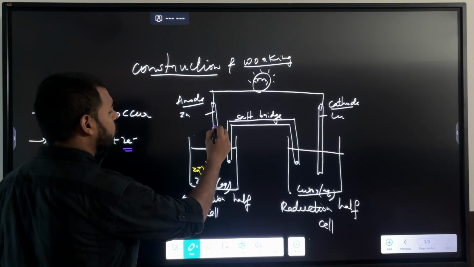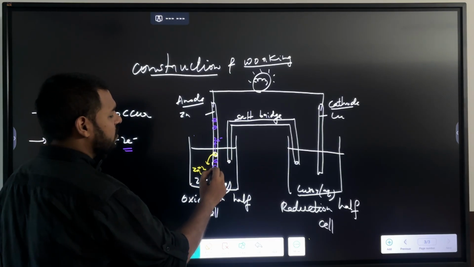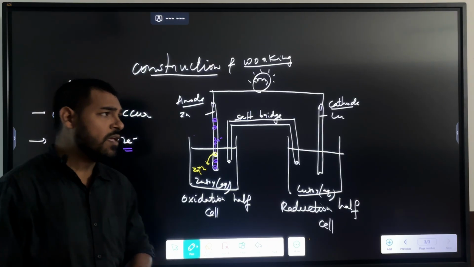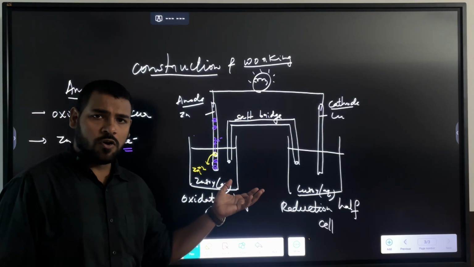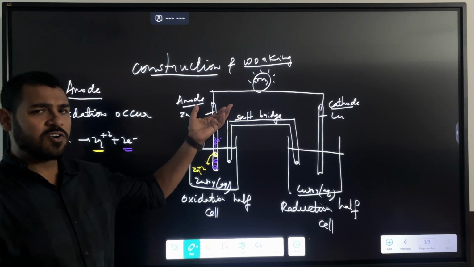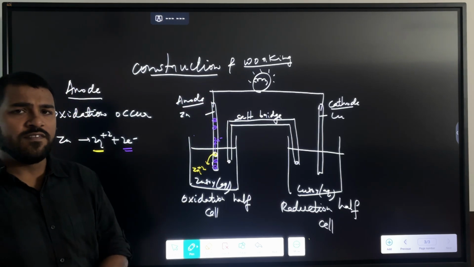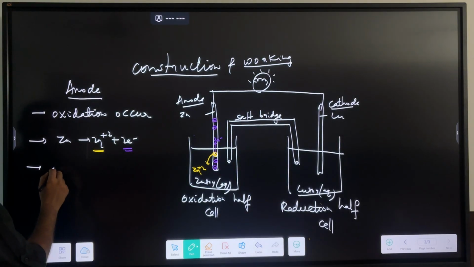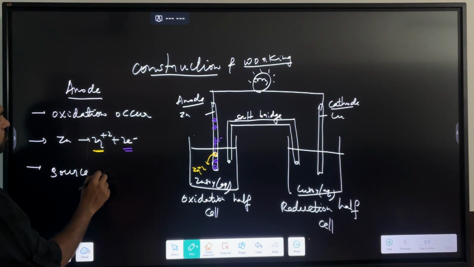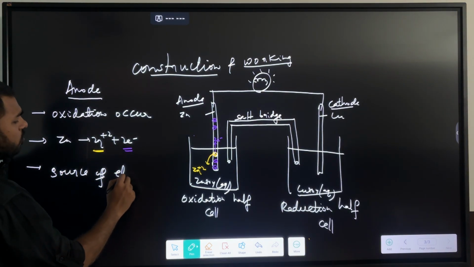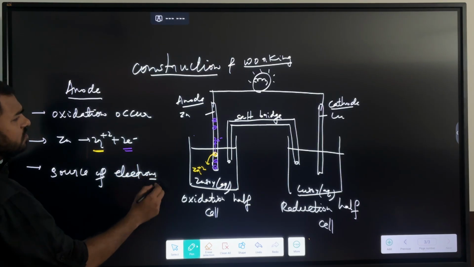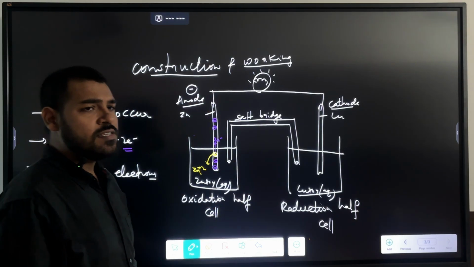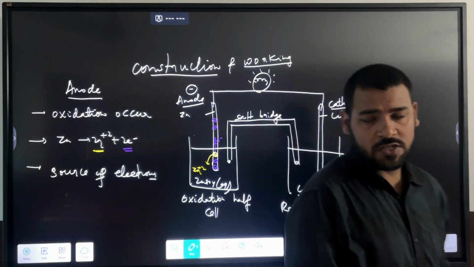This rod will become negatively charged because the zinc after oxidation is coming out of the rod and leaving behind the surplus electrons. So the rod becomes negatively charged, and this will act as a source of electrons. This means the anode will be negatively charged. So in the galvanic cell, the anode is negatively charged.